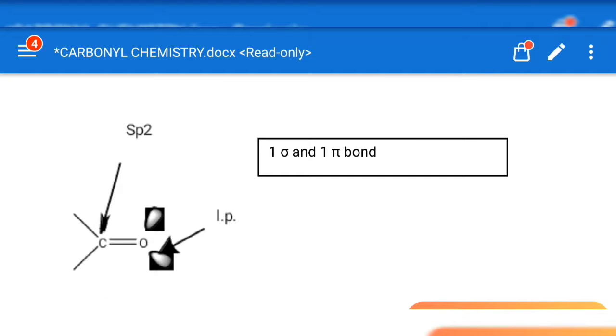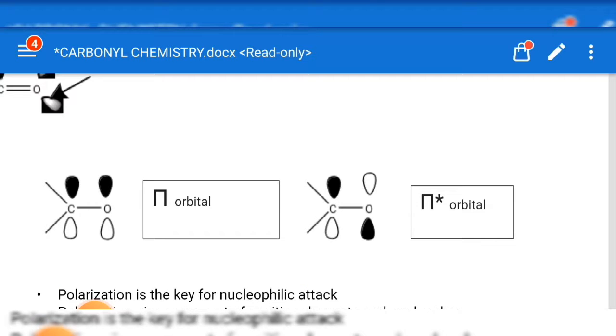In a carbonyl compound, we know there is a pi bond between carbon and oxygen and a sigma bond also. So the carbon and oxygen have one sigma and one pi bond between them, and that carbon is sp2 hybridized and there are lone pairs on oxygen.